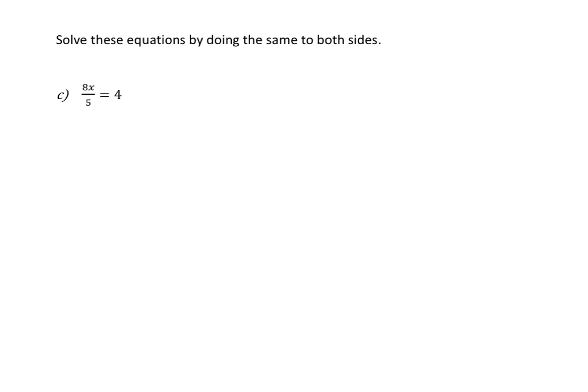In this example, it is 8x divided by 5 is equal to 4. And I want to find out the value of x. To do that, I need to first get rid of my divide by 5 on my left-hand side. To do that, I do the opposite, which is to multiply by 5. What I do to the left-hand side, I do to the right-hand side. So my equation becomes 8x is equal to 4 times 5.